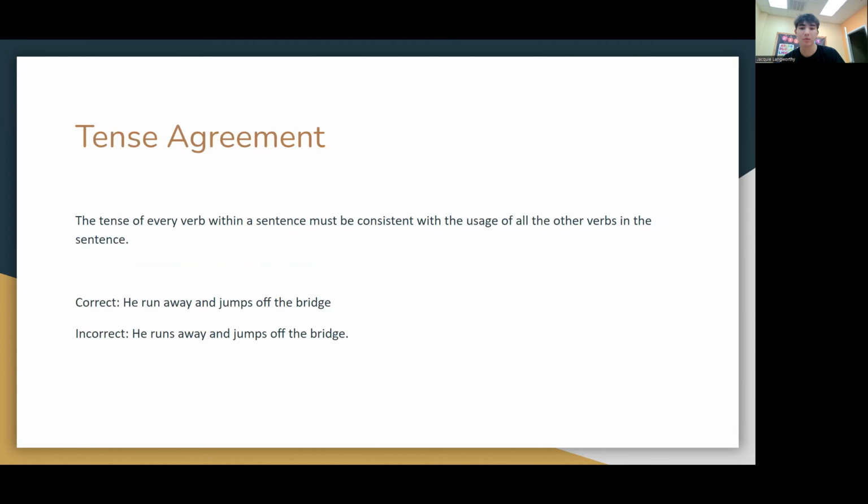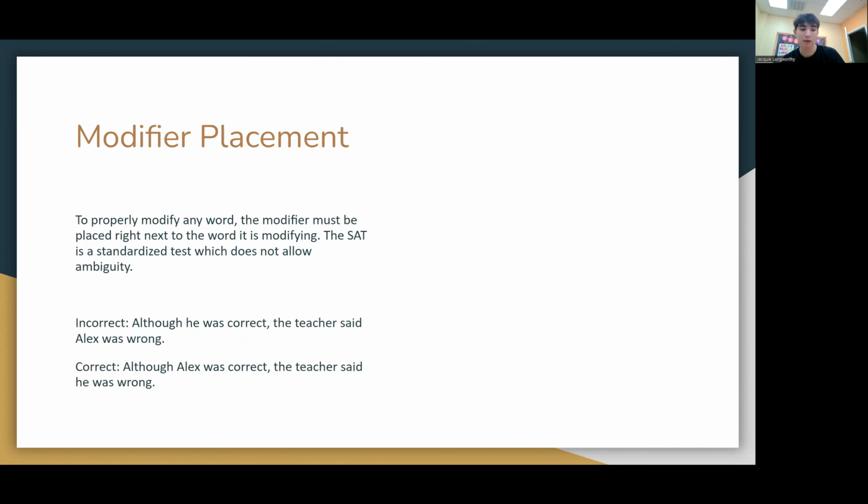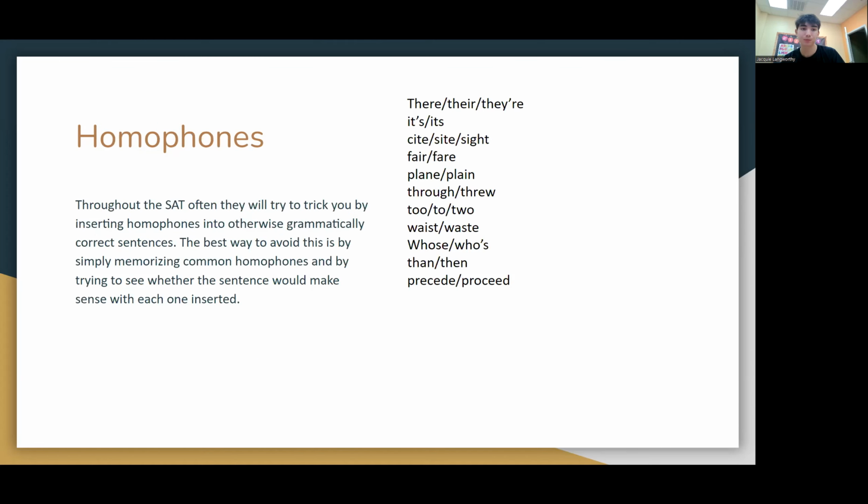The tense of every verb has to be consistent with all other verbs because they're all happening at the same time. If you want to modify any word or phrase, the modifier must be placed right next to it. The SAT is standardized, which means no ambiguity is allowed.